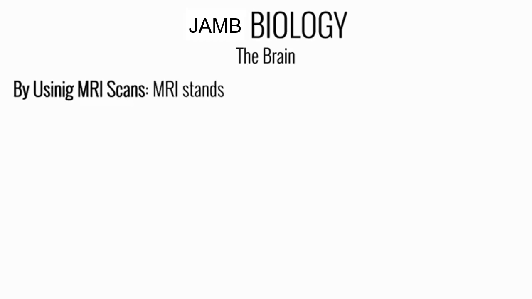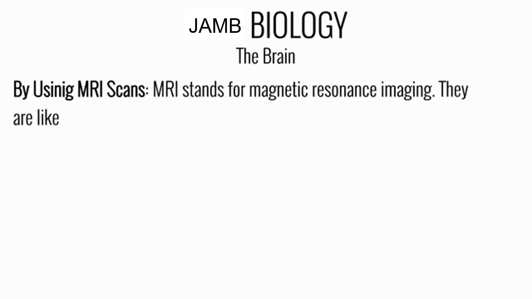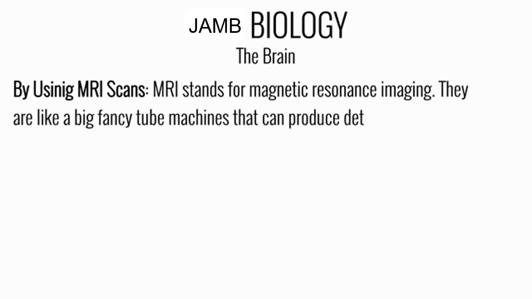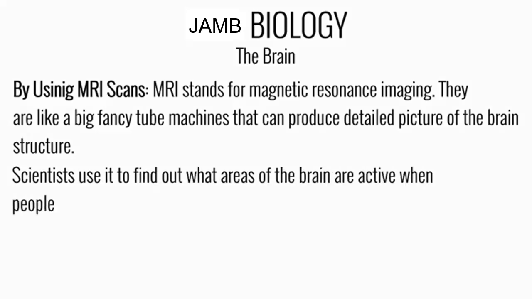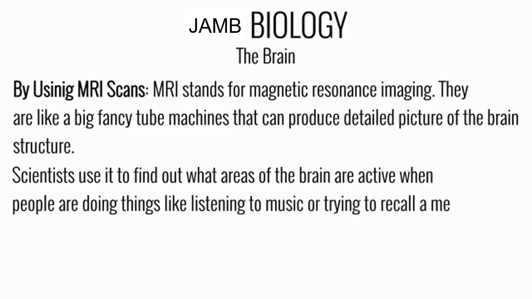Another way of studying the brain is by using MRI scans. MRI stands for magnetic resonance imaging. They're like big fancy tube-like machines that can produce a very detailed picture of the brain structure. Scientists use it to find out what areas of the brain are active when people are doing things like listening to music or trying to recall a memory and so on.